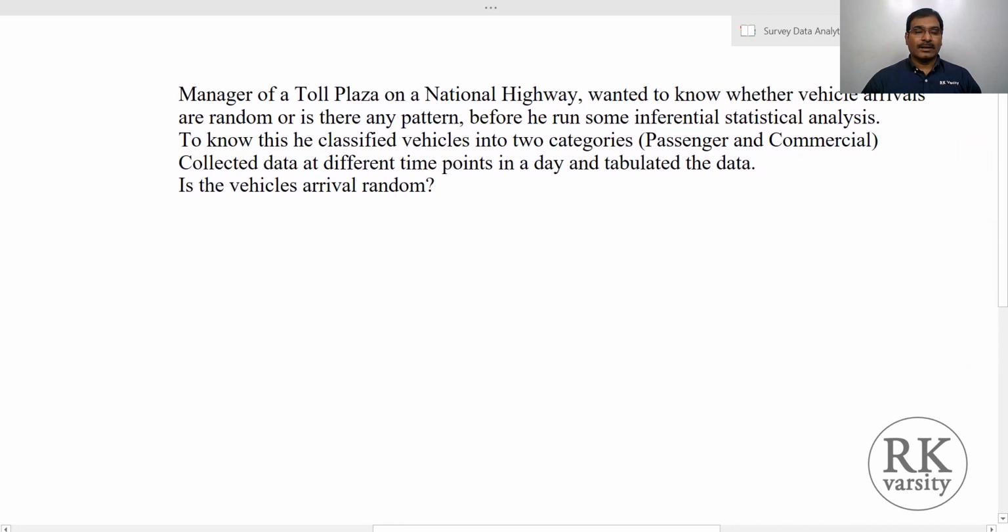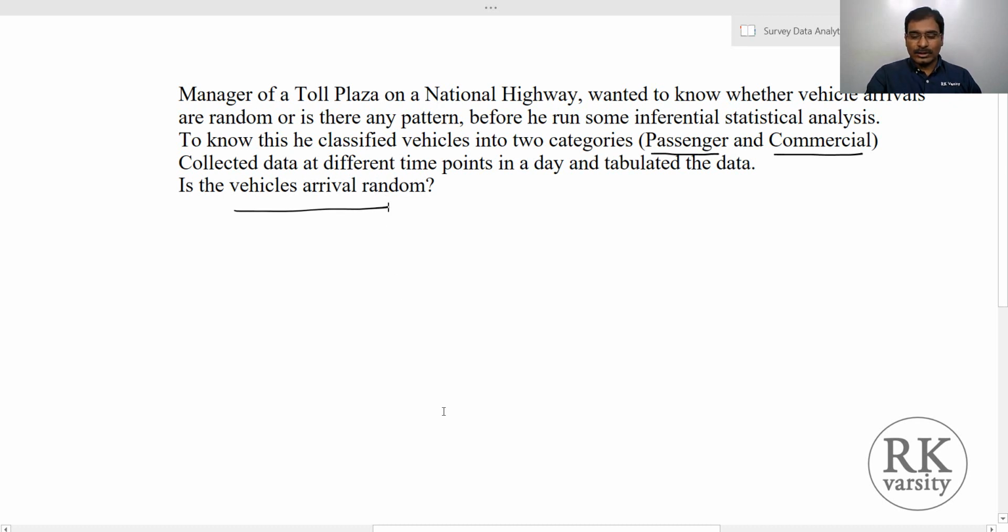So here a manager of a toll plaza on a national highway wanted to know whether vehicle arrivals are random or is there any pattern before he runs some inferential statistical analysis. To know this, he classified vehicles into two categories. One is the passenger vehicles and second one is the commercial vehicles, and collected data at different points in a day and tabulated the data. Now you need to verify whether the vehicle arrival is random or not.